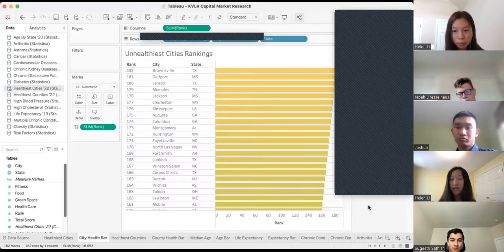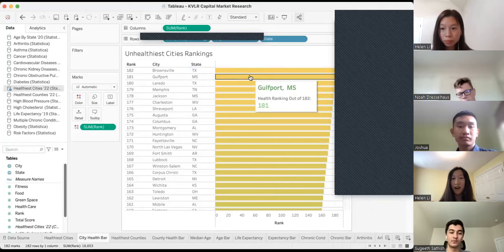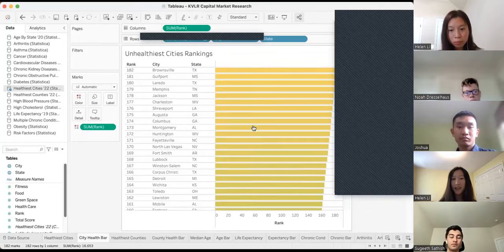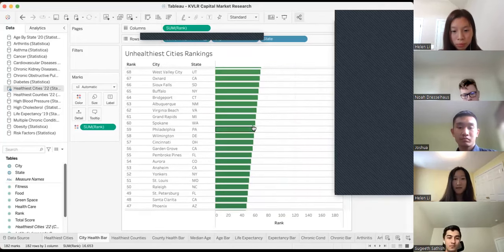Next, we have a bar chart of the unhealthiest cities, and we can see that these cities such as Brownsville in Texas, Gulfport in Mississippi are among some of the least healthy cities based on these indicators. And this bar chart goes down until we can see the healthiest cities.